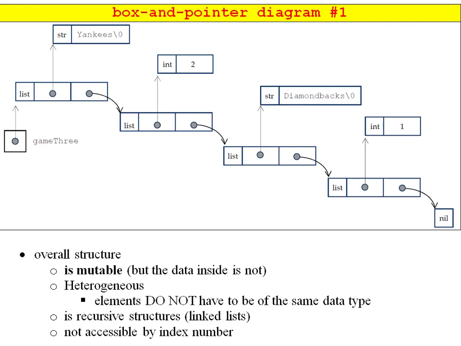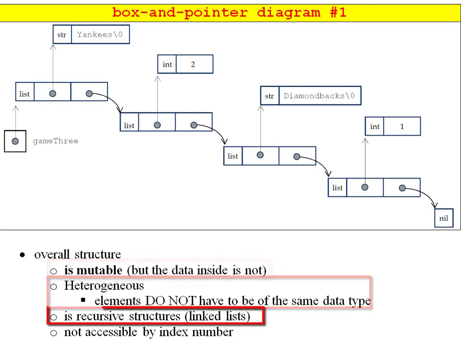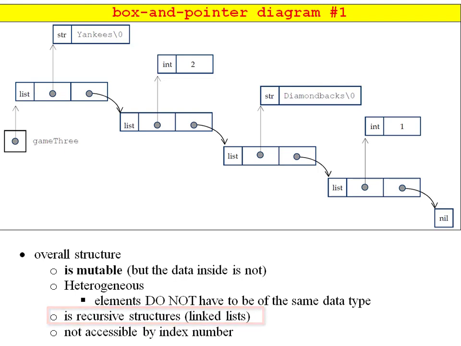Now let's discuss the overall structure. The overall structure is mutable, but the data again inside is not. It is heterogeneous. The elements do not have to be all of the same data type. It is a recursive structure, which is what a linked list really is. We get away with that a lot in Scheme because that's how we search through a list to find the data that we need. In Scheme, there is no index number.